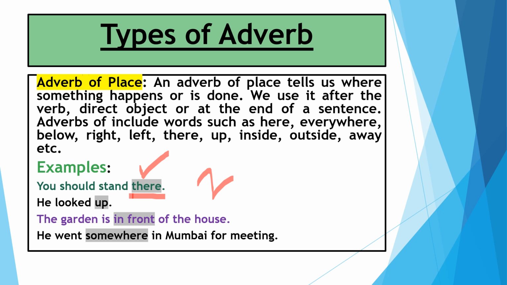Let me give you an example. You should stand there. Now over here there is an adverb of place. We could use it like this: I saw my student sitting on the chair. On the chair now is an adverbial phrase of place. Why is it a phrase? Because it consists of more than one word. He looked up. Again, this is an adverb of place.